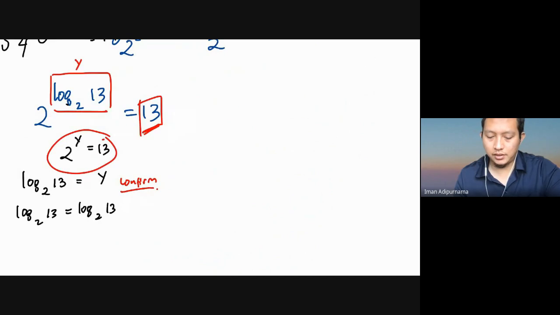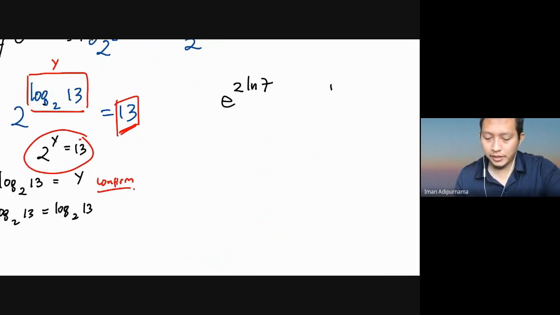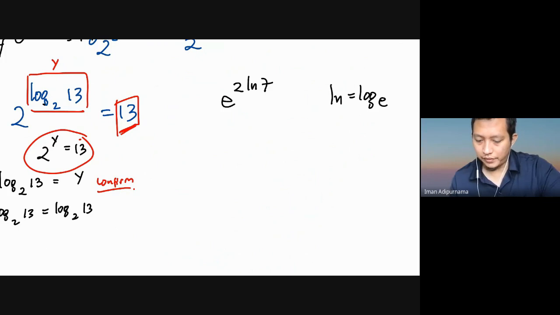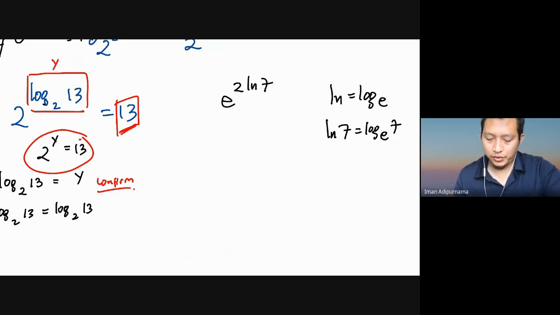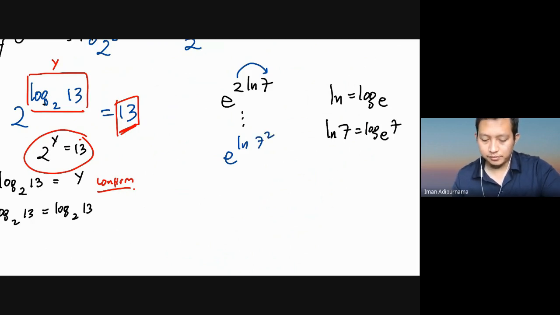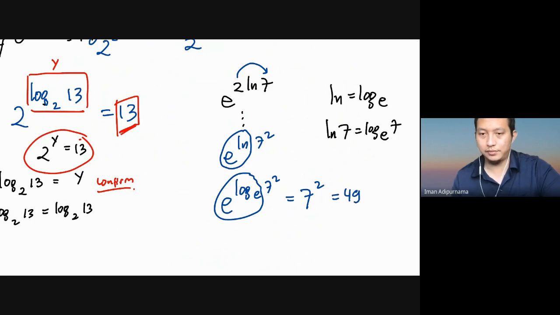Same way when you have, let's say, 2 to the power of ln 7, like that. Remember that ln is log base e, right? So when you have ln 7, this will be log with base e of 7. So if we solve this, let's move this to here. So we will have e to the power of ln 7 squared. And ln is actually the same way we are looking at this. So we can ignore this and we can say that this is actually 7 squared or 49.